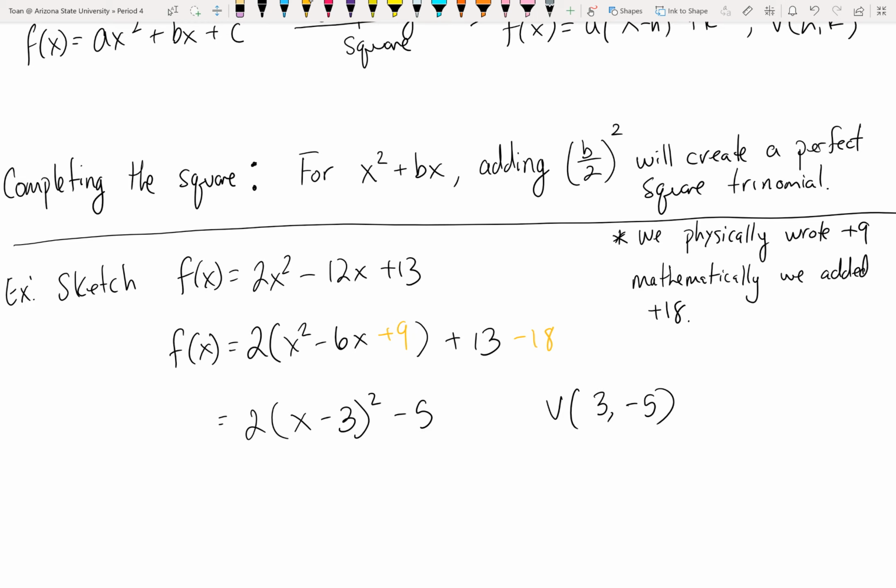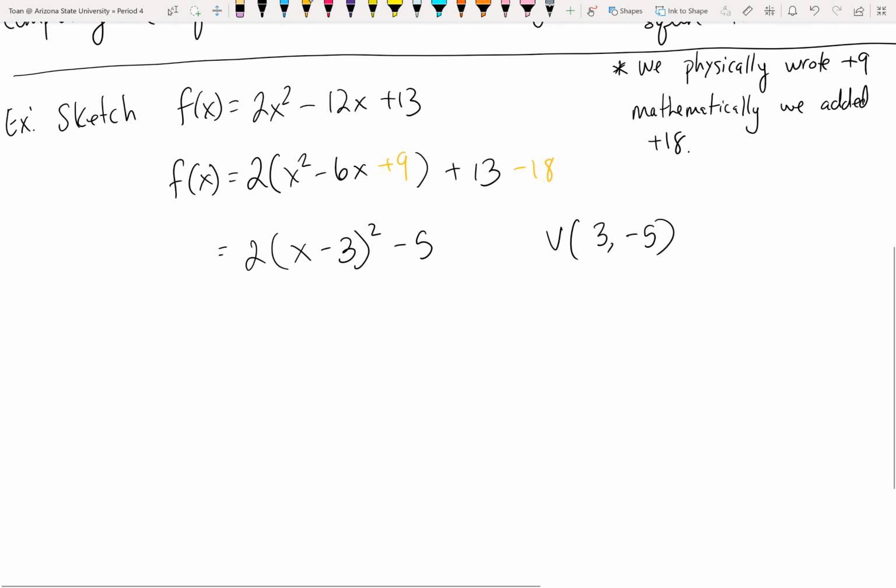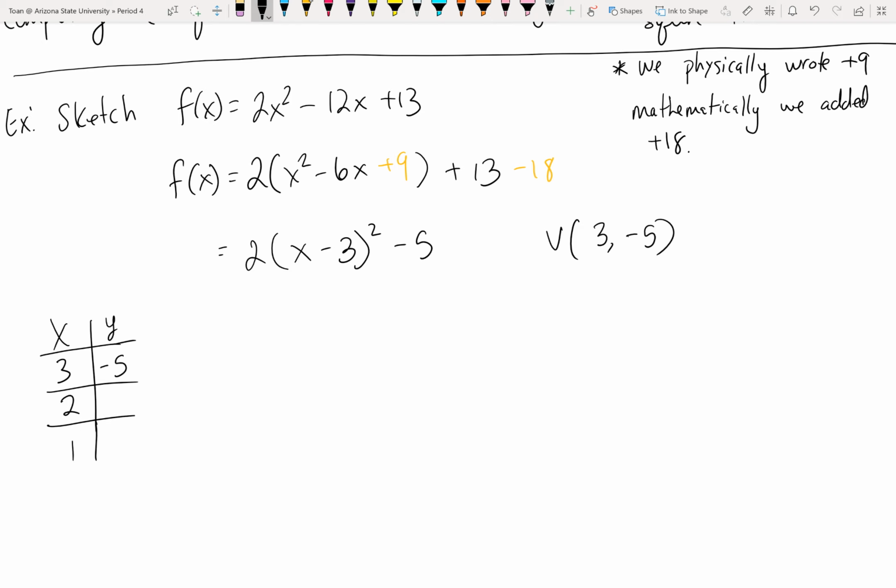How does that help me with the actual instructions? Sketch. Well, I'm still going to do an XY table, but instead of playing Battleship, guessing where the vertex is, I know I can start at (3, -5), right? And the trick is, don't make life hard on yourself. Pick x values that are close to your vertex. So if my vertex is at x = 3, I might use 4 and 5, or I might use 2 and 1. I could use 0 as well. But the idea is you want to stay as close to your vertex as possible to make your picture easier. So I'm just going to use 2 and 1 because I like small numbers. Who knows?